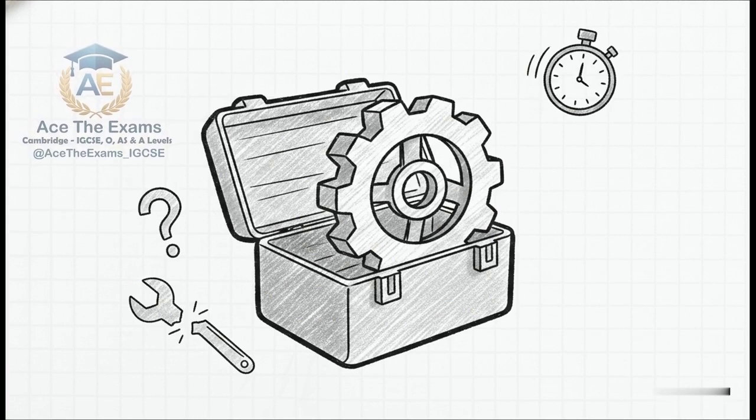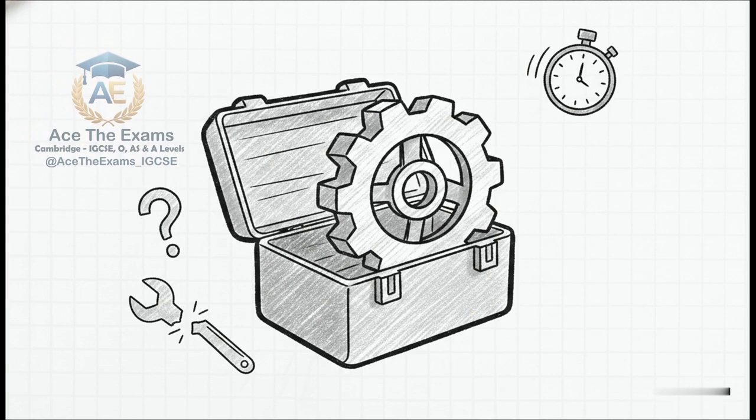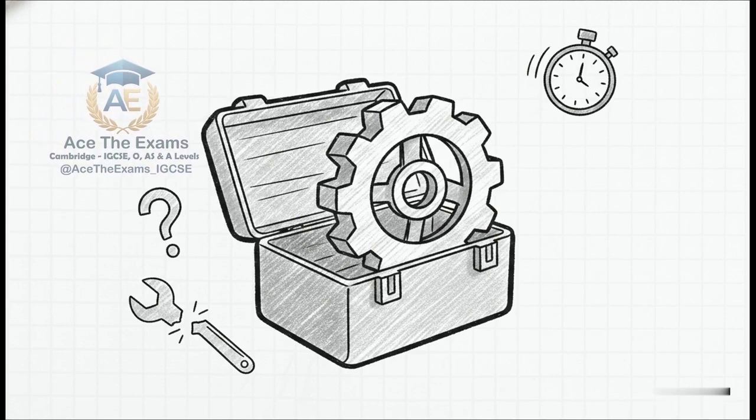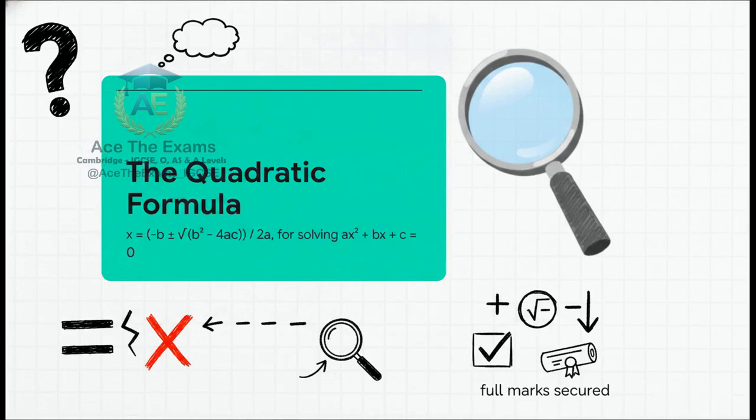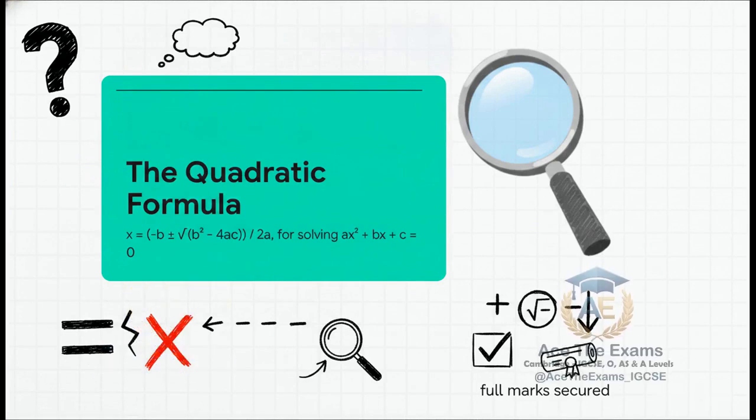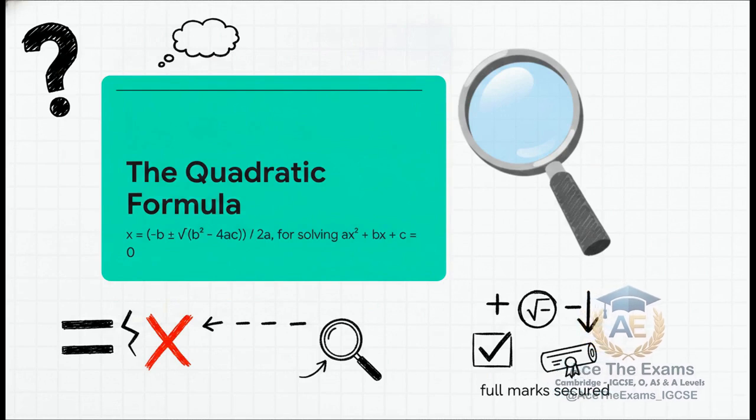But when factorizing fails, we don't panic. We just select the next tool in our quadratic toolkit, which brings us to the absolute most robust weapon of them all. Enter the quadratic formula. This is your ultimate bulletproof fail-safe for finding x, provided you accurately identify your a, b, and c integers right from the start. But here's the catch. The biggest flaw students make here is completely ignoring the negative signs.